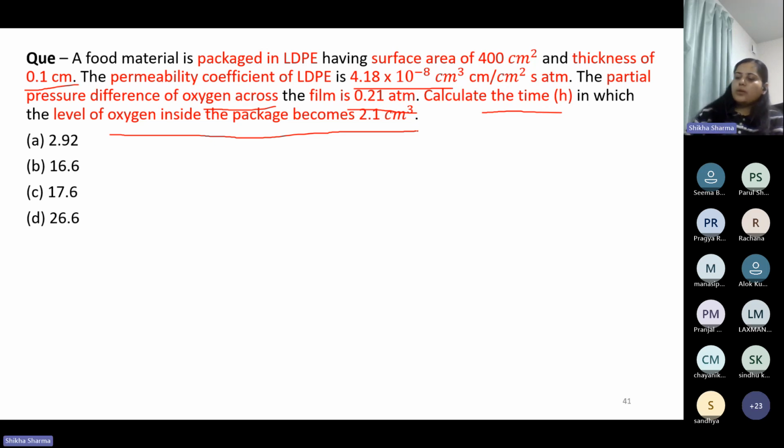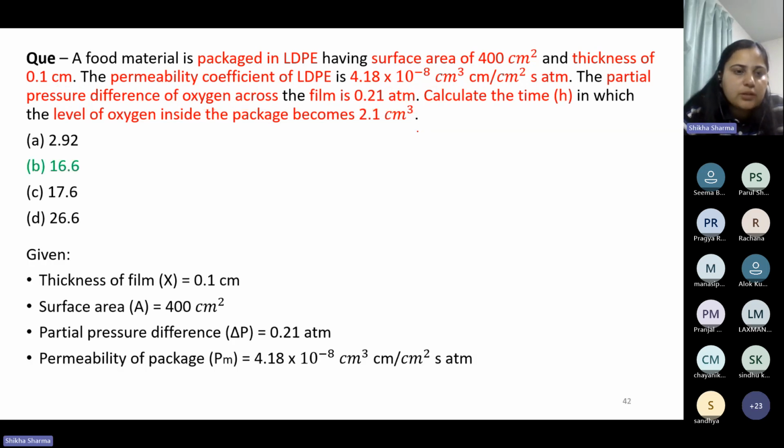It is a similar question as before. So please solve this question. So let's solve this question.